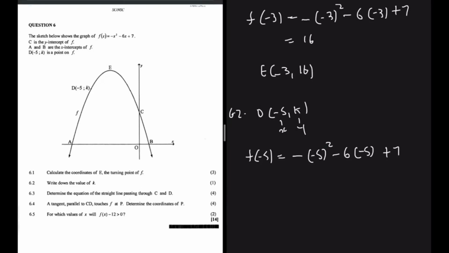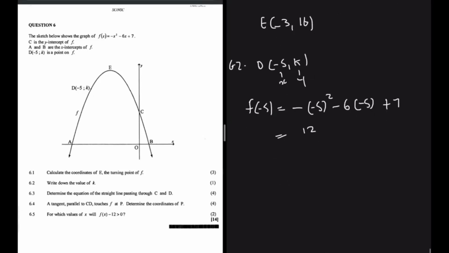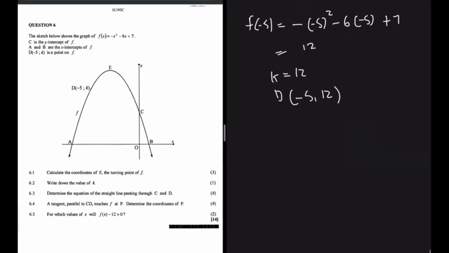So if I put that in my calculator, it is giving me 12, which is not too far away from 16, but I was not right also. So we have f of minus 5 is equal to 12. So K is equal to 12, right? And then our coordinate D is made out of minus 5 and 12. And then 6.3 says determine the equation of the straight line passing through C and D.